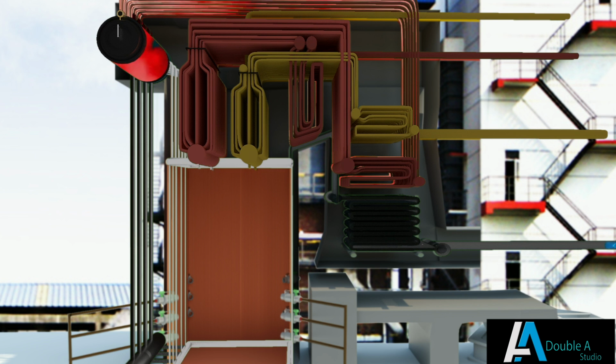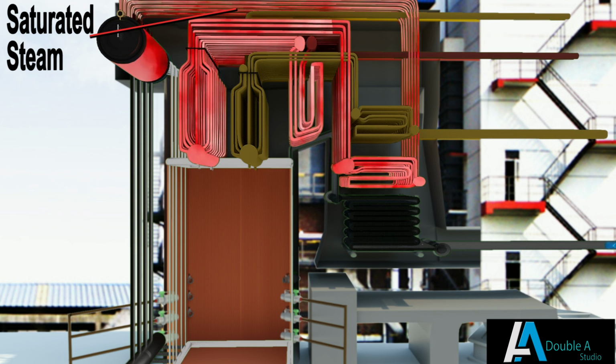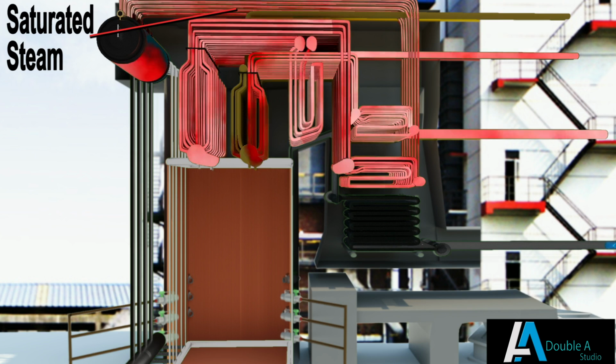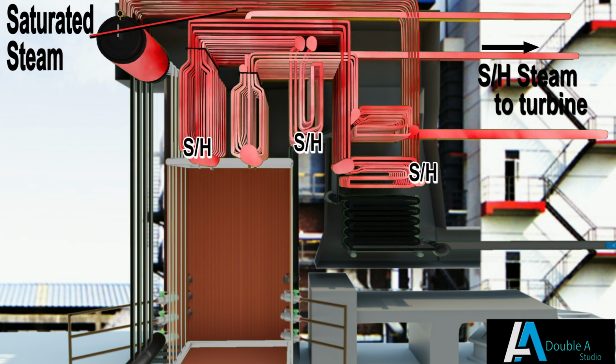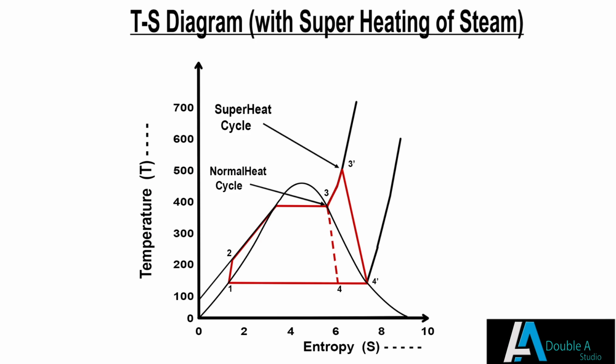To overcome this problem, saturated steam is sent to superheaters. After passing through various superheaters, steam gains heat at constant pressure and becomes superheated. This we can see in the graph that steam at point 3 moves to the right to the point 3' in superheated zone. After expansion in HP turbine, steam becomes dry and saturated at exit of turbine as shown at point 4'.